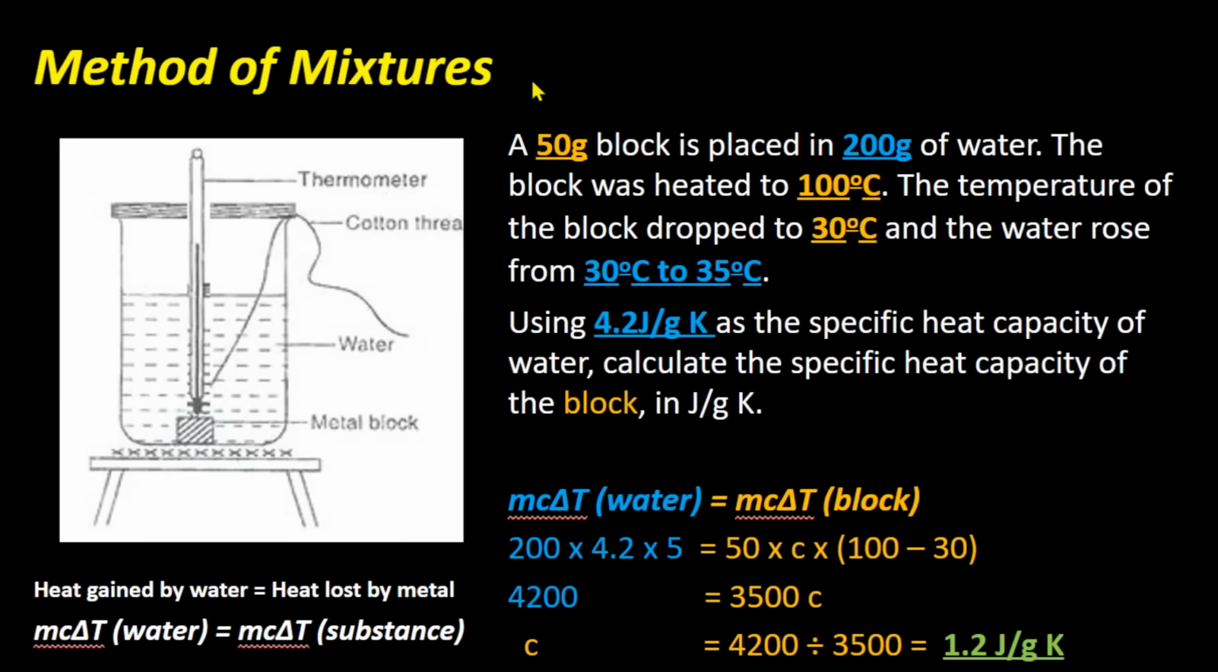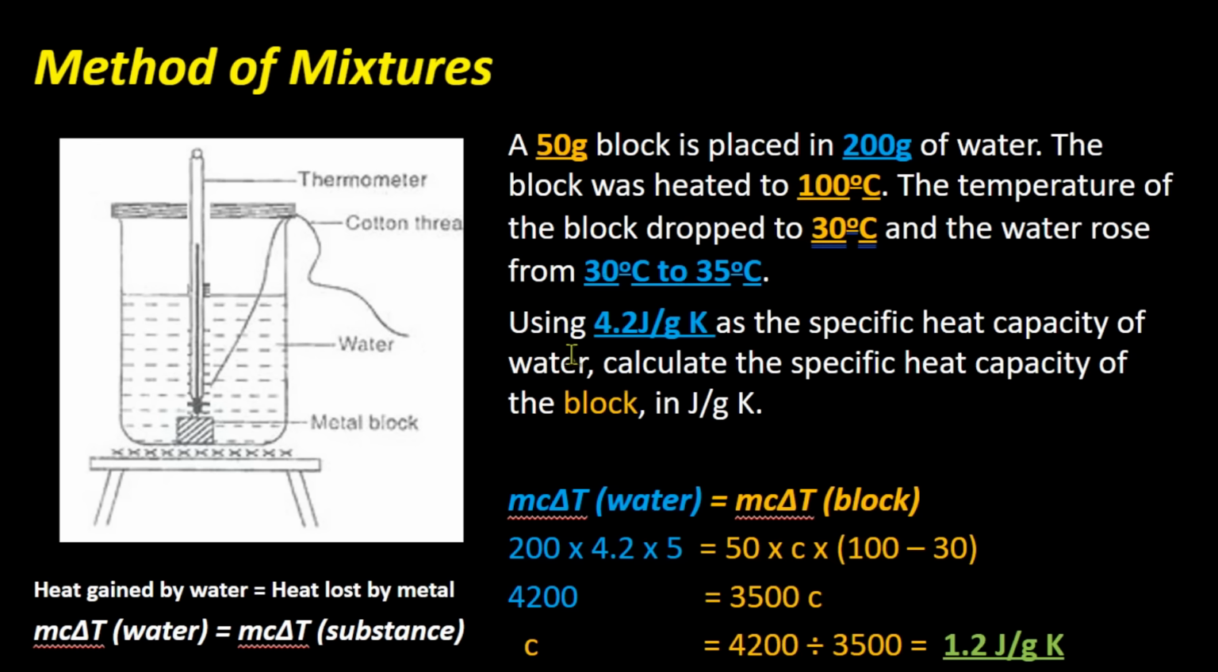Method of mixtures is another example of how you can determine specific heat capacity. In this case, you're going to work with the concept that the heat gained by the water is equal to the heat lost by the metal. So here we have a 50 gram metal block placed in 200 grams of water. The block was heated to 100 degrees Celsius and the temperature of the block dropped to 30 degrees Celsius. So we had a 70 degree drop there. The water rose from 30 to 35, so we had a 5 degree rise there.